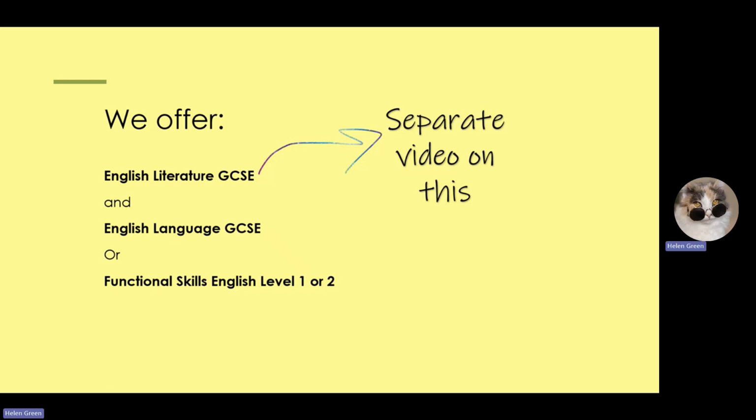English Literature is an entirely optional qualification, so I've made a separate video for that one. In this video, we're looking at comparing English Language GCSE and Functional Skills English and how you know which one is going to be a better fit for you.